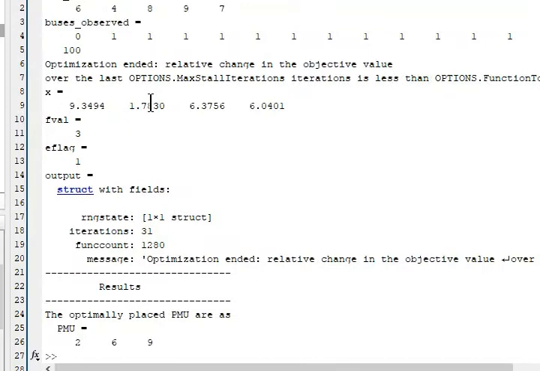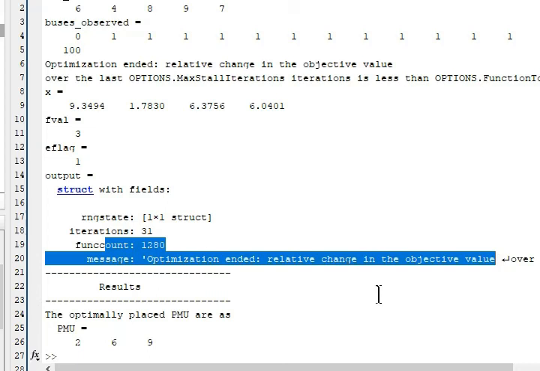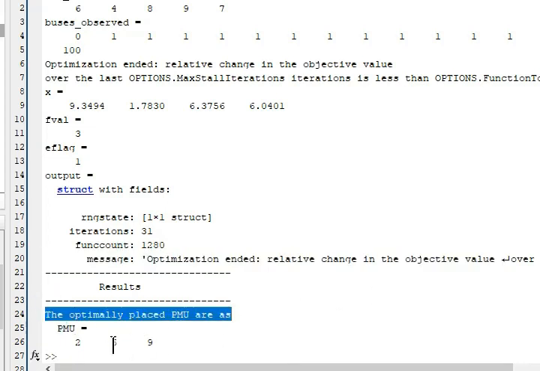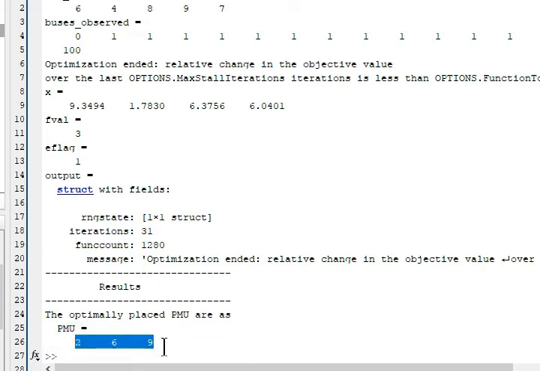So after the convergence, it has given us the final results here. The optimization has ended. The optimal placement of PMUs is at buses 2, 6 and 9. As I already told you, for the 14 bus system, by considering the zero injection buses, the minimum number of PMUs required are at 2, 6, 9.